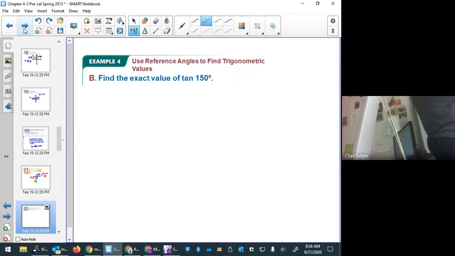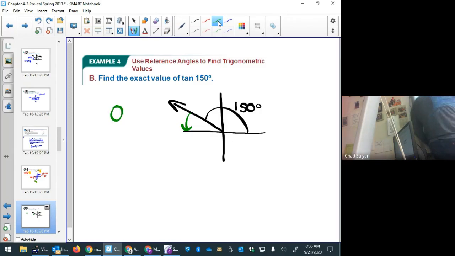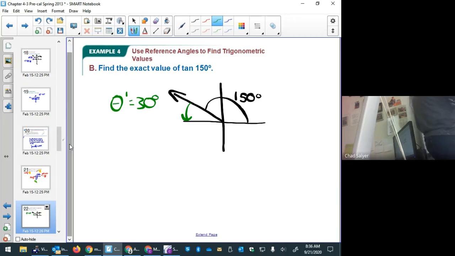Okay, so tangent of 150. So there's 150 degrees. And our reference angle is going to be 30. And remember that the tangent of 30 degrees is going to be the absolute value of the tangent of 150 degrees. We're going to have to decide whether it's positive or negative, but this will tell us what its absolute value is.